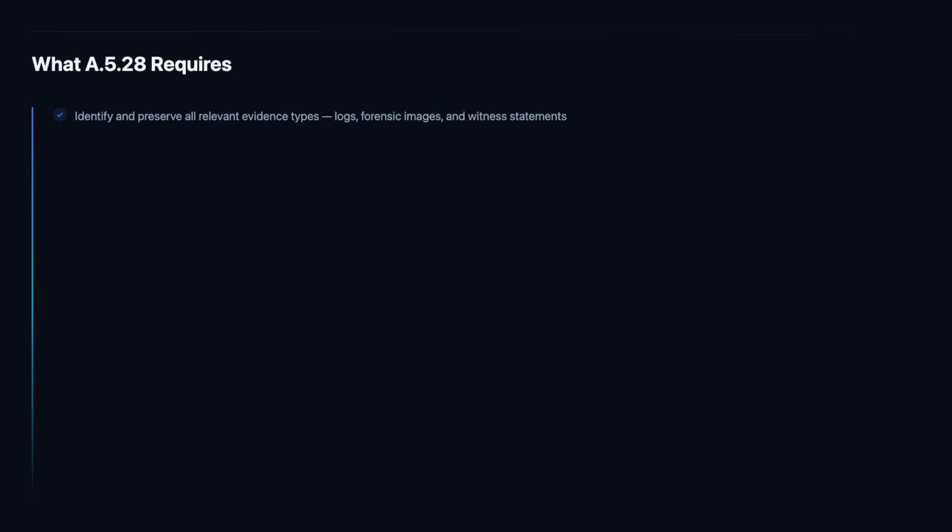Volatile evidence, system memory contents, is particularly valuable because it may contain running malware, encryption keys, and network connection data that is lost permanently when a system is powered off. Witness statements from users who observed anomalous behavior, received suspicious communications, or took actions during the incident period round out the evidence picture.